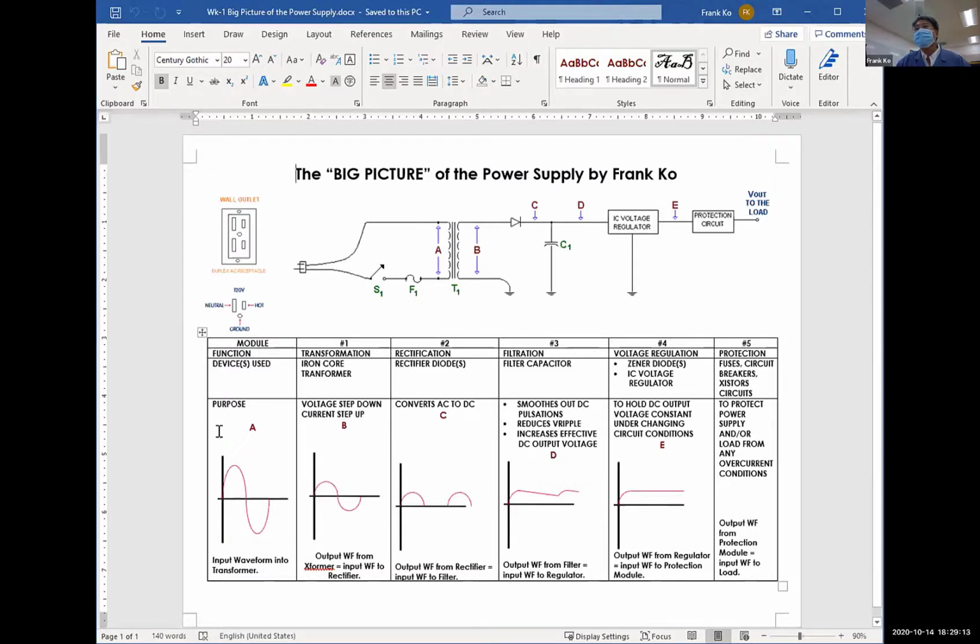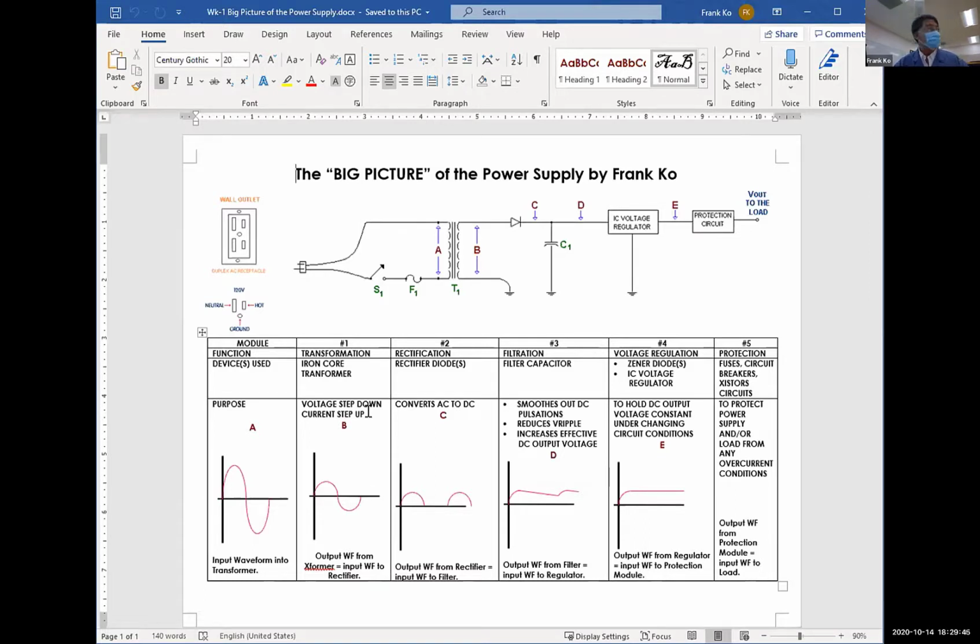Take a look closely at module number one. Module number one, the function we stated was transformation, yes? What is the device that is used to accomplish this? What kind of transformer? Iron core transformer. These things are heavy, okay? And what is the purpose of the first module? What is the purpose of transformation? It lowers the voltage, and conversely, it will increase the current.